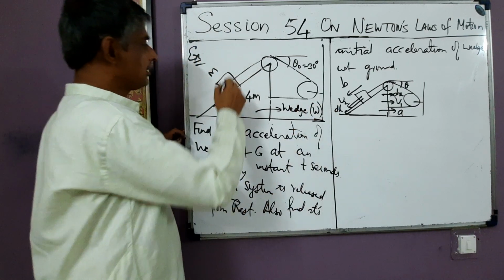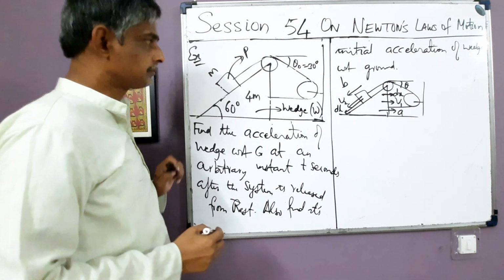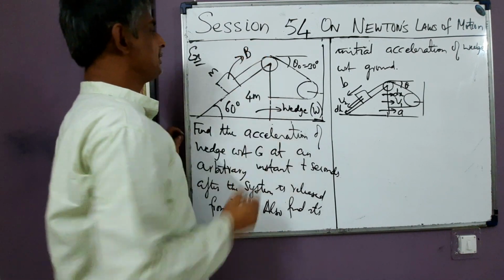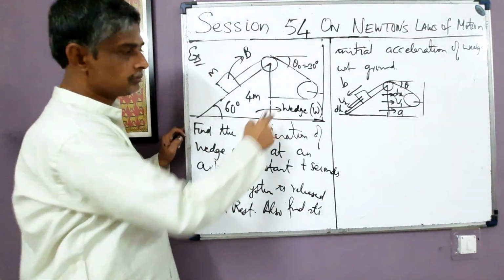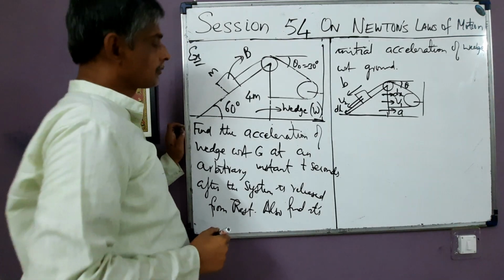Wedge I'll denote by W, and this block I'll denote by P. Block P. Okay, fine. I'll denote this by some of the symbols, say block B. And this wedge will be denoted by W. And this block will be denoted by B. Okay, fine.